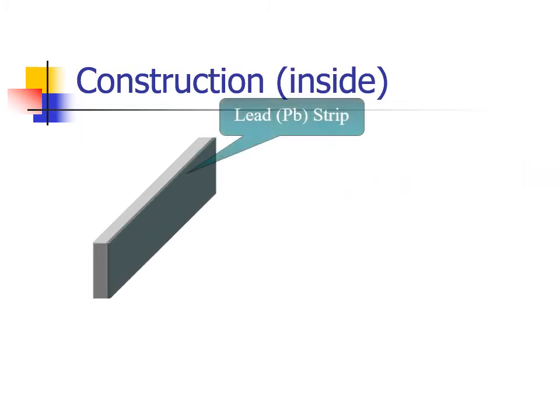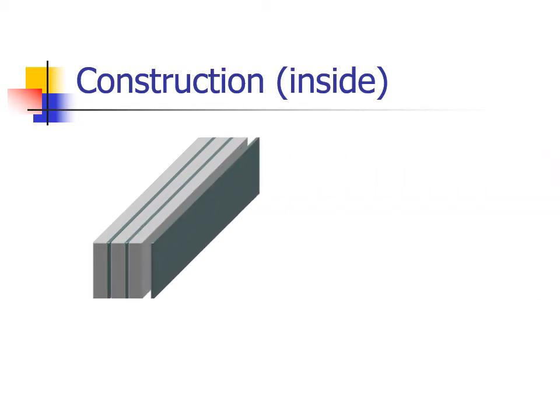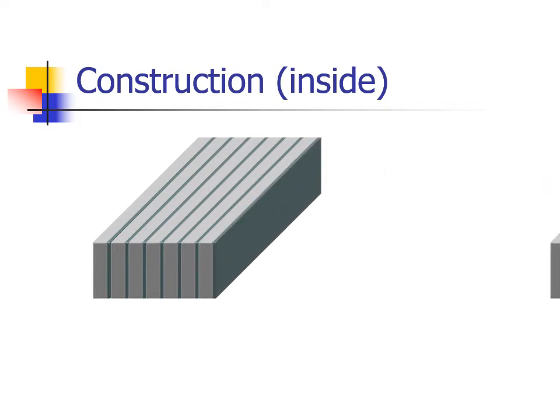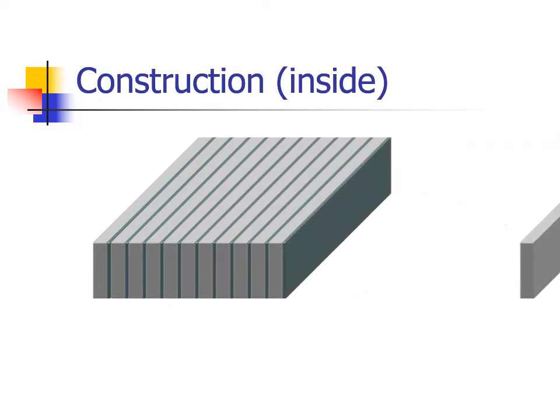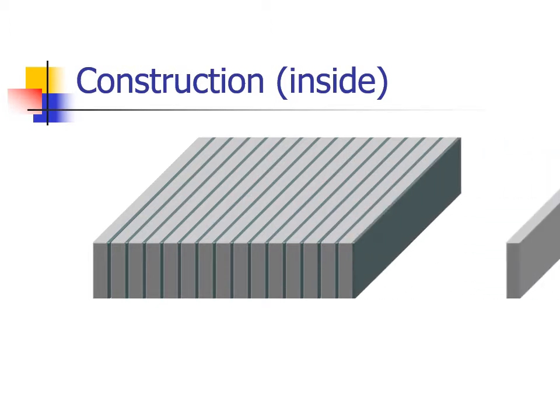Next comes a thin lead strip, which is glued to the interspace material. Now we add another layer of interspace material, and another layer of lead strip is glued onto the interspacer. To finish the interior of the grid, we alternate successive layers of interspace and lead strips until we have a structure that can span the length of an imaging plate, usually about 17 inches.